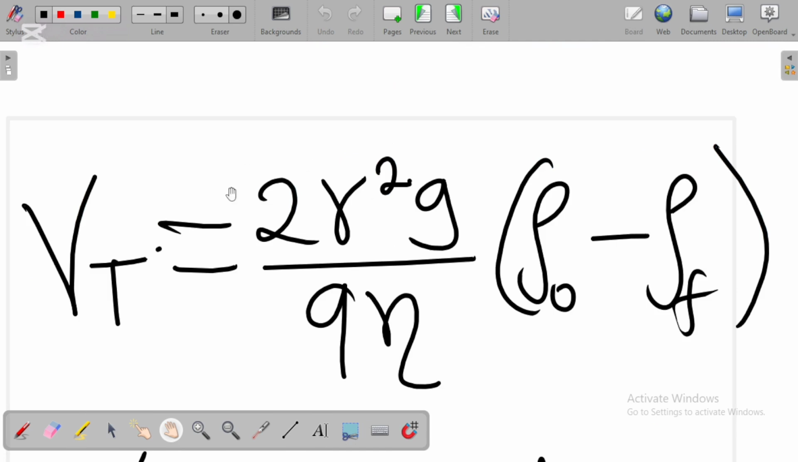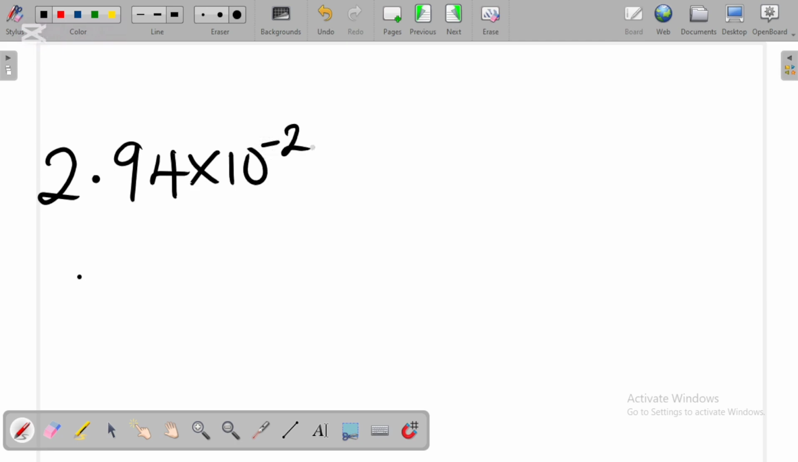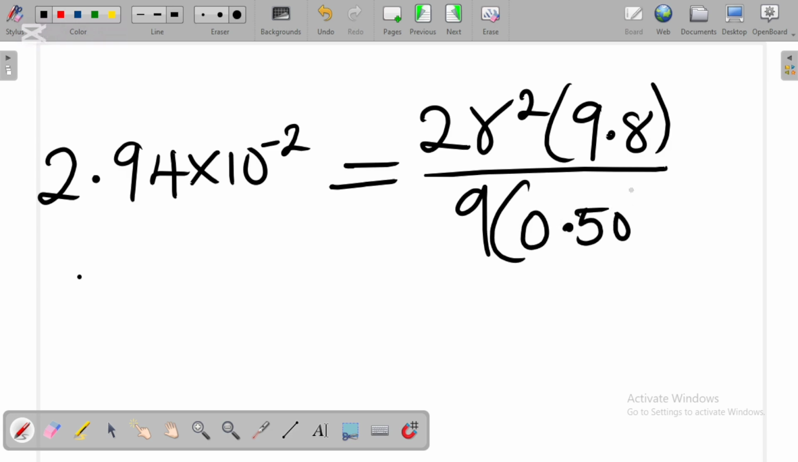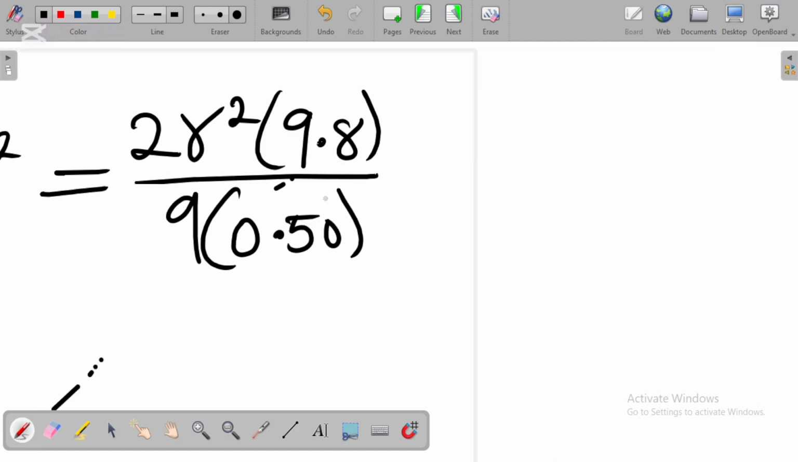All right, so if we substitute into this equation, we are going to have 2.94 times 10 raised to the power negative 2 equal to 2 r raised to the power 2 multiplied by g. What is g? 9.8 all over 9 multiplied by the viscosity. The value of viscosity given is 0.50.